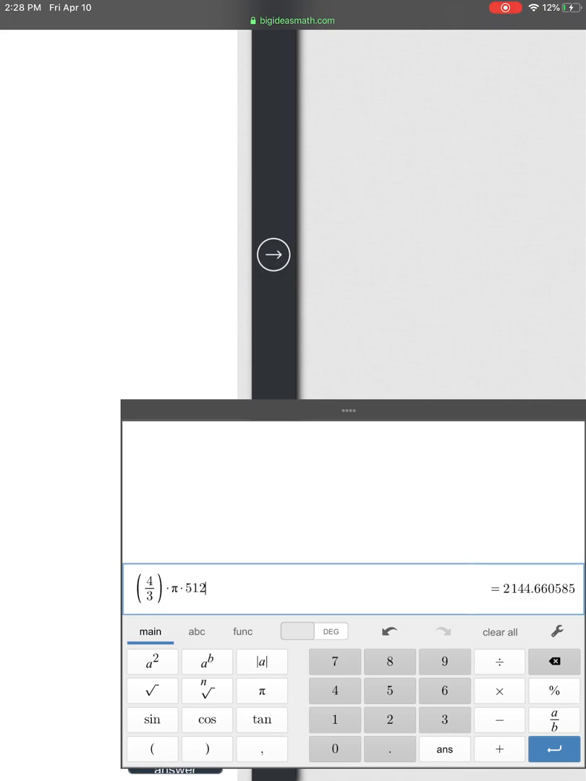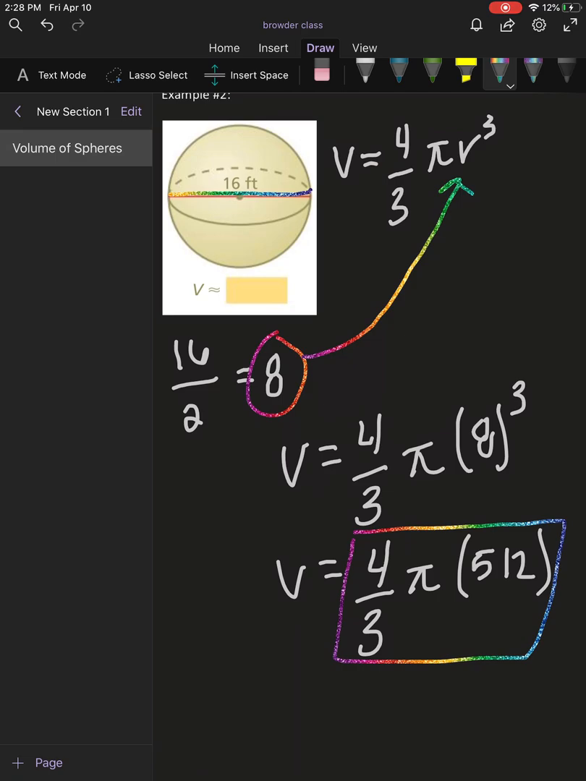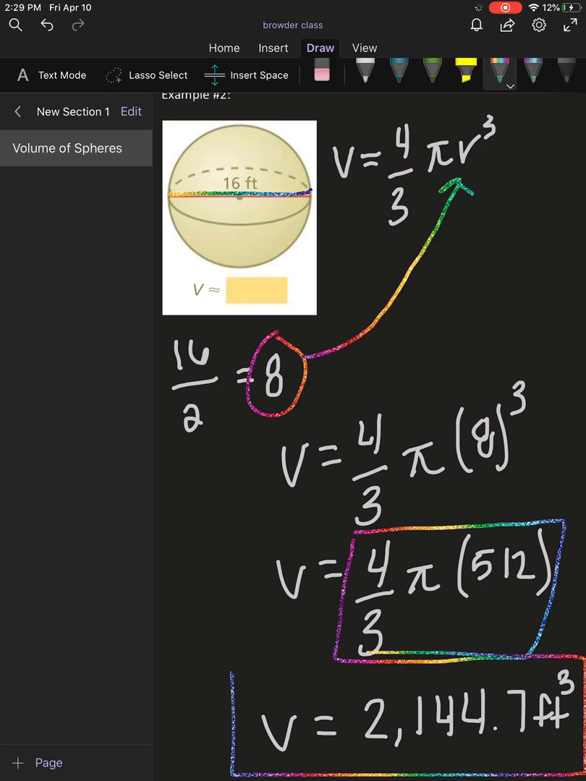However, Big Ideas again is probably going to want us to round to the nearest tenth. So our final answer is going to be 2,144.7. Okay, so we're going to go back. And our volume is equal to 2,144.7. Remember to include your units. I'm going to squeeze mine in, feet, and then cubed because we're talking about a volume. Box it up, quad star it, because we can never have too many stars.